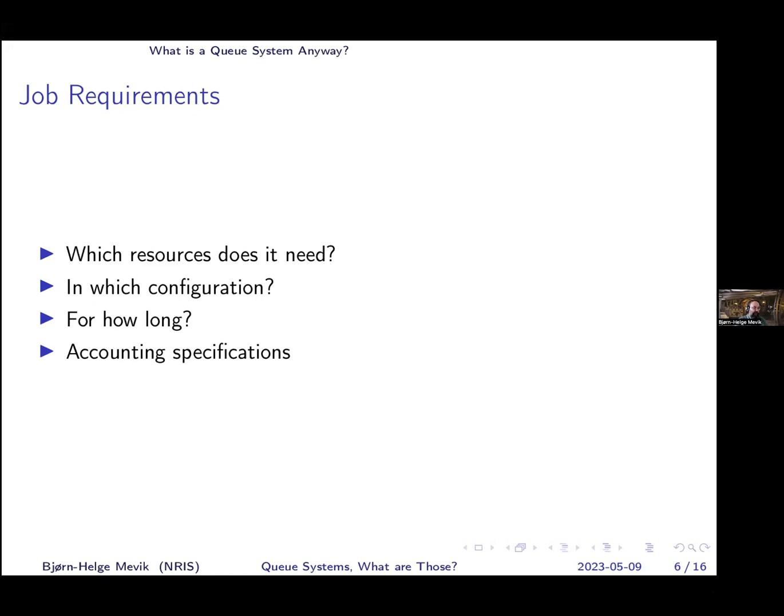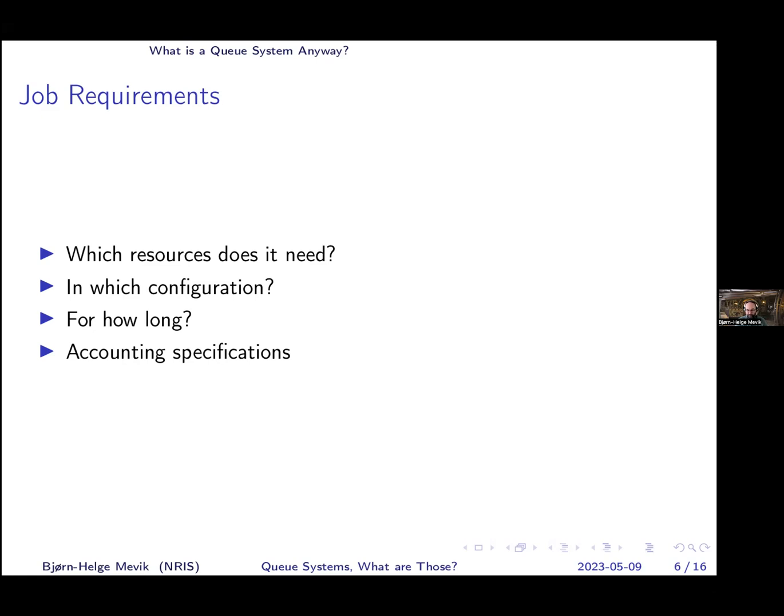And they also need to specify for how long. This is very important for scheduling, for the queue system to be as efficient as possible in placing new jobs and making them start as soon as possible. Of course, asking for too short is not a good idea, because when you've spent your time, you will be stopped. So if the job hasn't finished, it will be killed and you might lose your results.